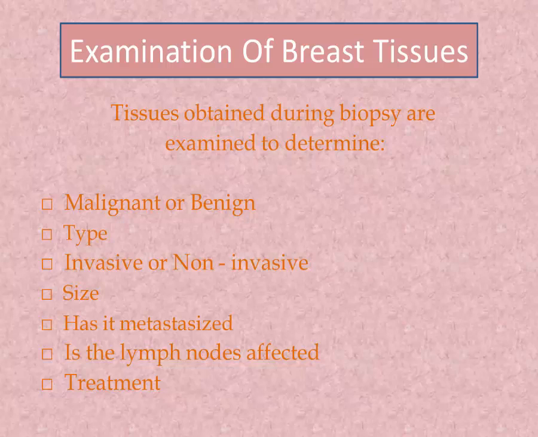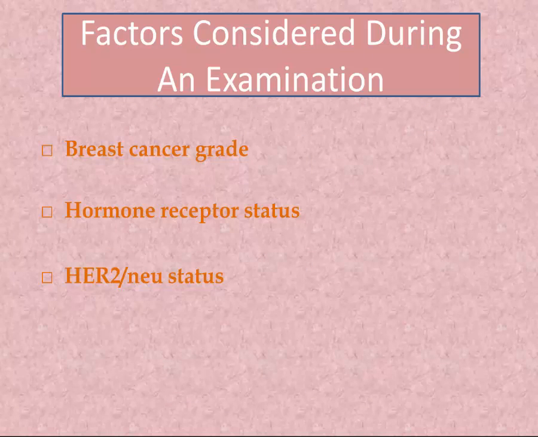Examination of breast tissues. Tissues obtained during biopsy are examined to determine malignant or benign, type, invasive or non-invasive, size, has it metastasized, are the lymph nodes affected, and treatment. Factors considered during an examination: breast cancer grade, hormone receptor status, HER2/neu status.